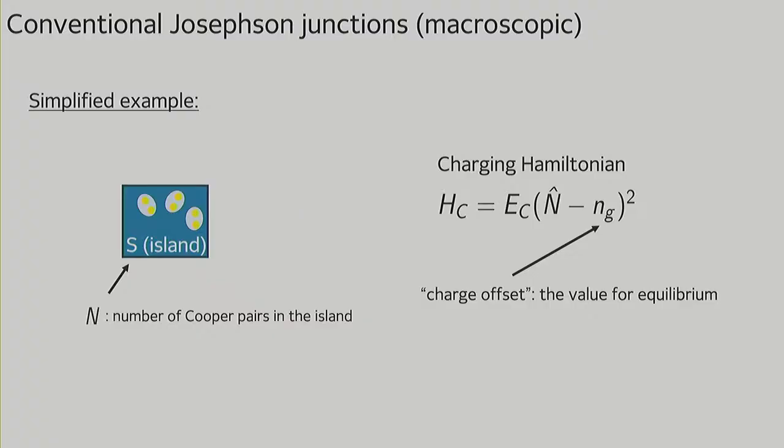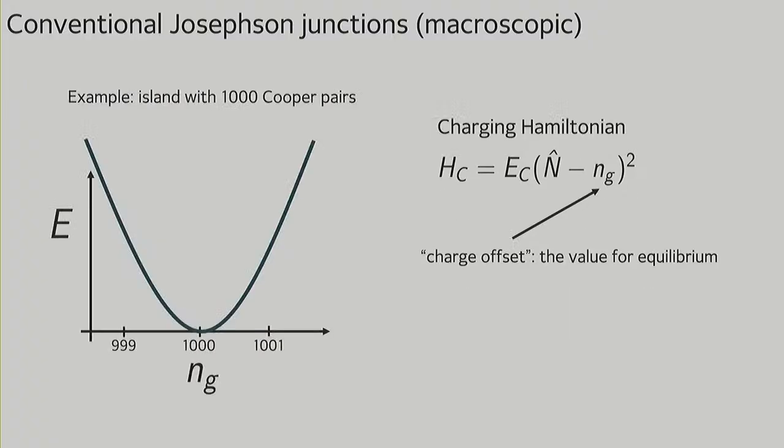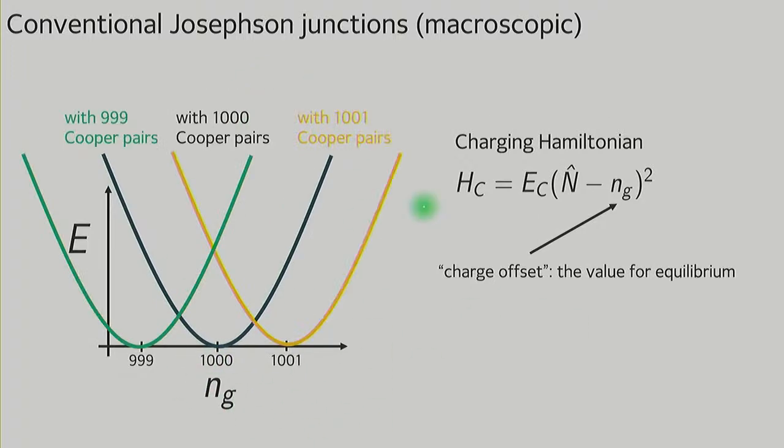And then the number of pairs in the island matters. This can be described with a charging Hamiltonian that goes with the square of the difference between the number of pairs in the island and the value for an electrostatic equilibrium, which is something you can control with a nearby gate. So you see here an example of an island with a certain number of Cooper pairs as a function of this parameter, and here in other colors, other states from other instances with different numbers of pairs.